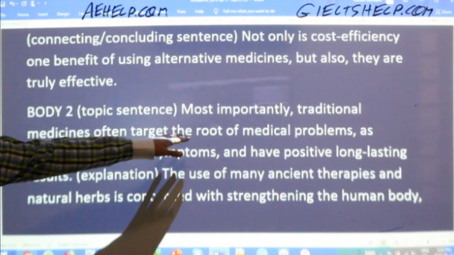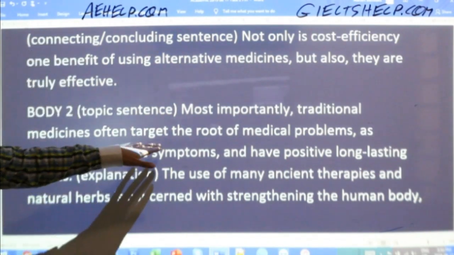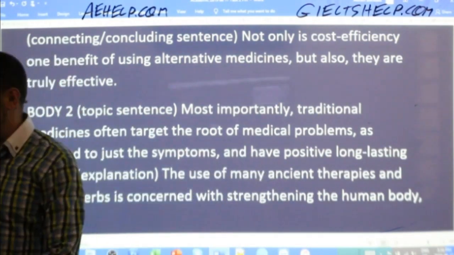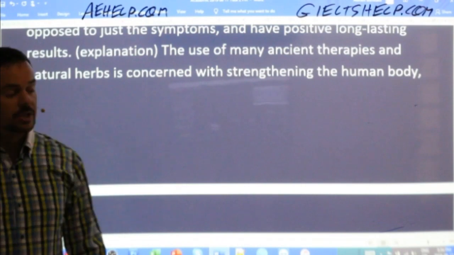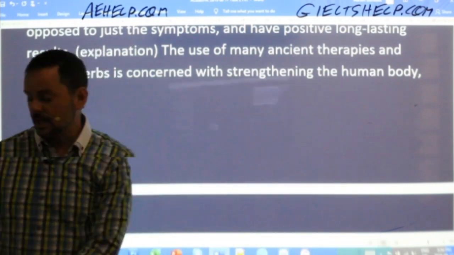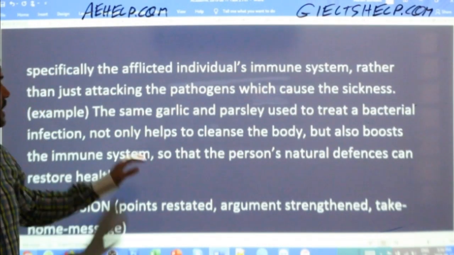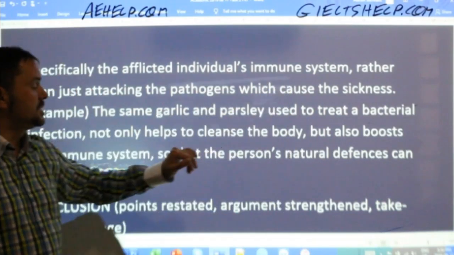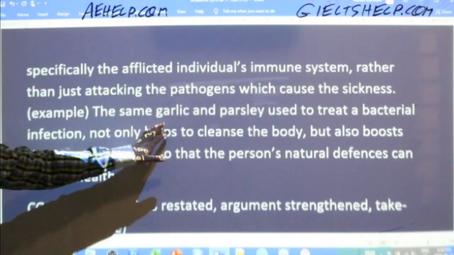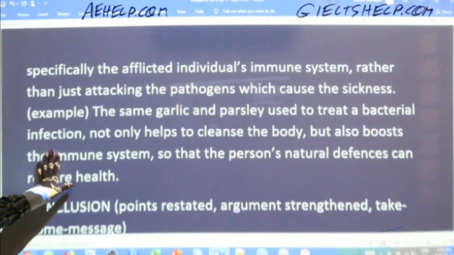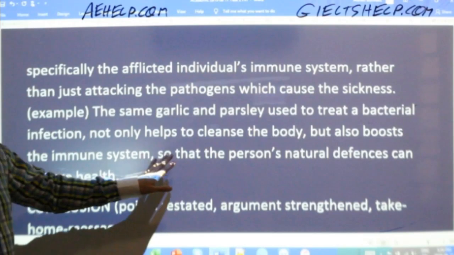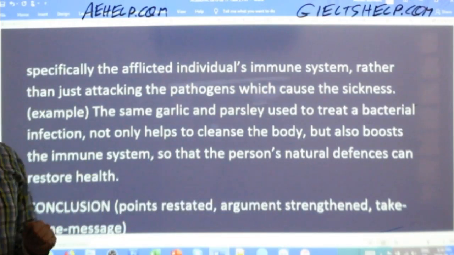Not only is cost efficiency one benefit of using alternative medicines, but also they are truly effective. Most importantly, traditional medicines often target the root of the medical problems as opposed to just the symptoms and have positive, long-lasting results. The use of many ancient therapies and natural herbs is concerned with strengthening the human body, specifically the afflicted individual's immune system, rather than just attacking the pathogens which cause the sickness. The same garlic and parsley used to treat a bacterial infection not only helps to cleanse the body, but also boosts the immune system so that the person's natural defenses can restore health.